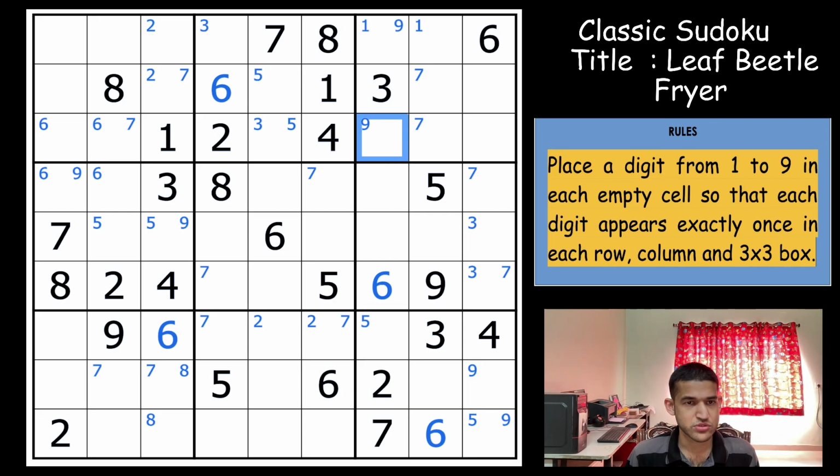So I think it's time to start making center candidates. Let's start with row 6 maybe. 2, 4, 8, 5, 6 and 9. So we need 1, 3 and 7. So this would be 1 and 3. This would be 1, 3, 7 and this would be 1, 3 and 7.